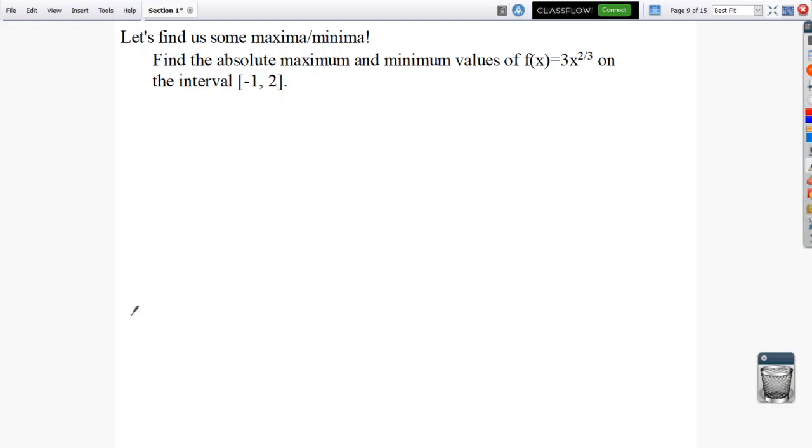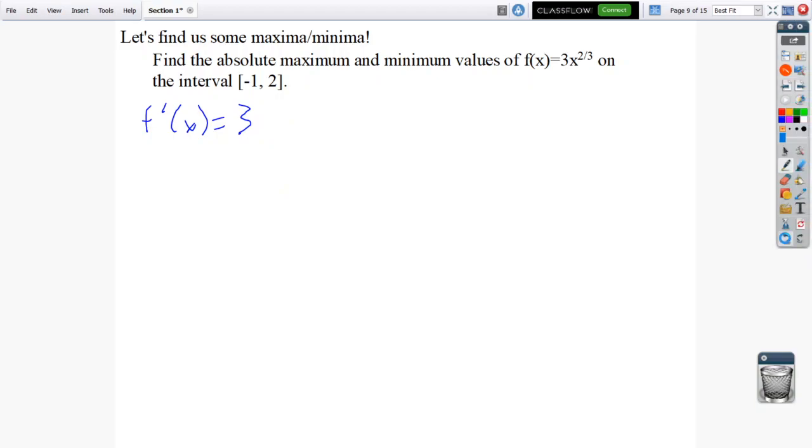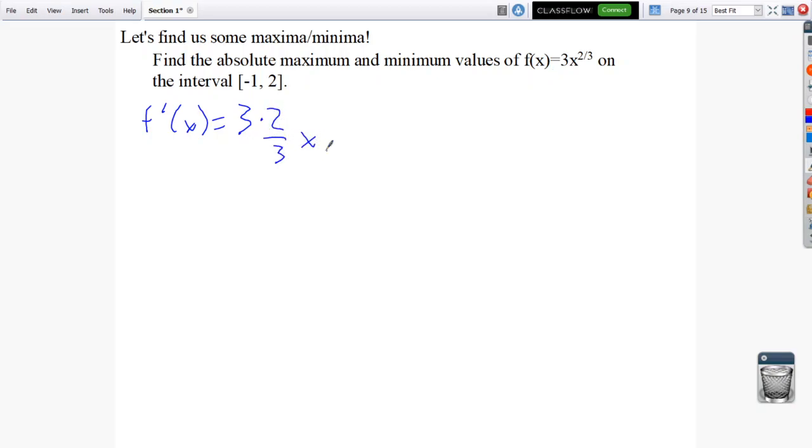And like I said, you should be calculating the derivative. So we have f prime of x is equal to, looking up here, 3 is a constant multiple. I've got 3 times, bring your exponent down, so 3 times 2/3, x to the 2/3 minus 1. So just real quickly here, we've got 2x to the -1/3 power.